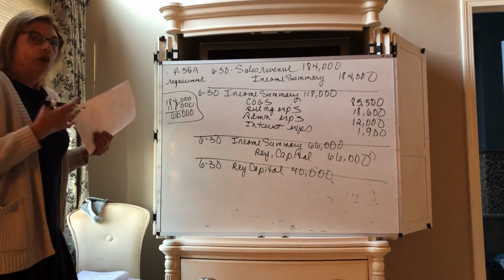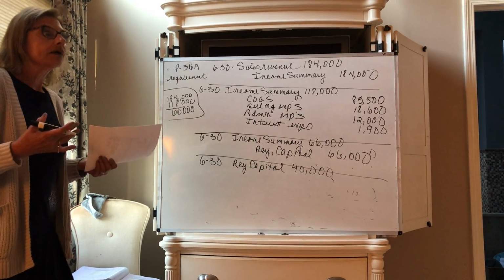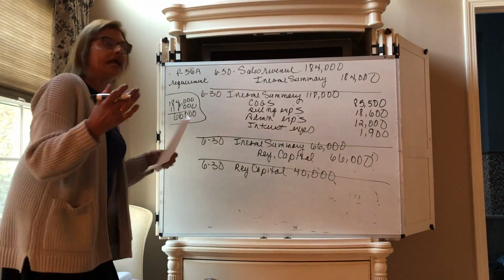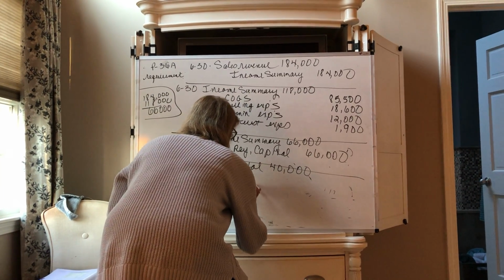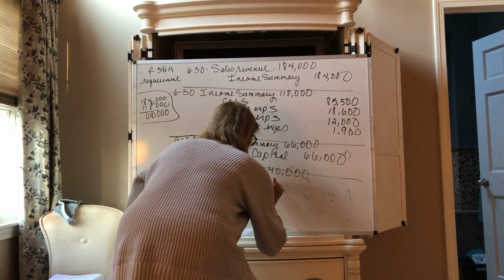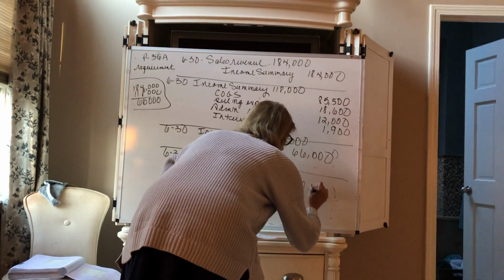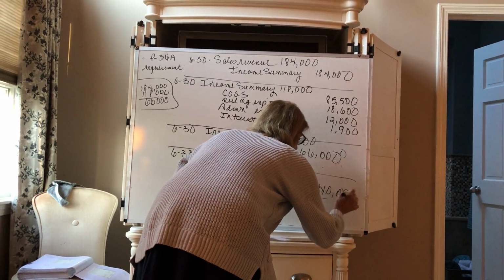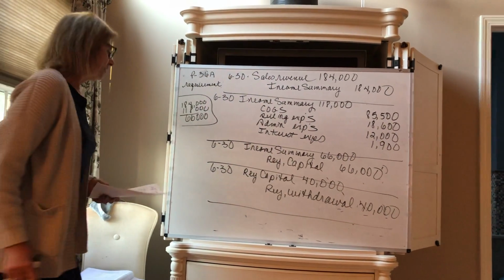Remember, whatever the owner takes out decreases the owner's equity, the capital account. And we're going to credit her withdrawal account for 40,000. And we just did a full set of closing entries in that little bit of time.